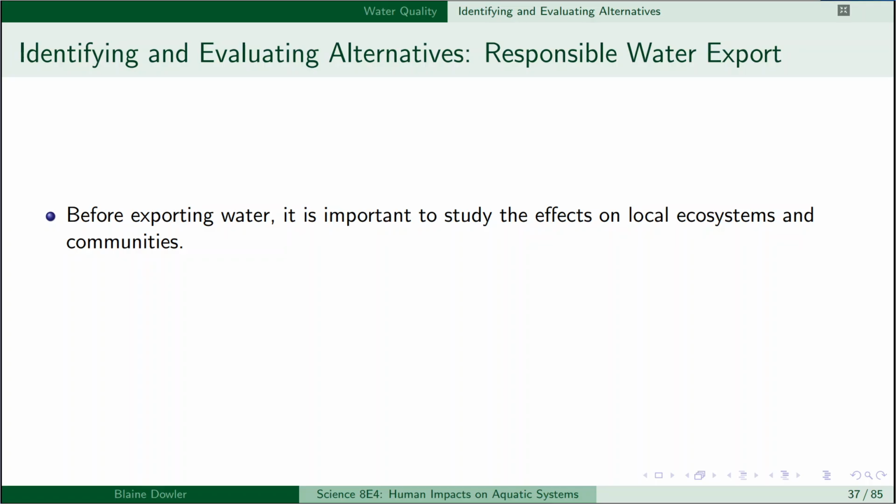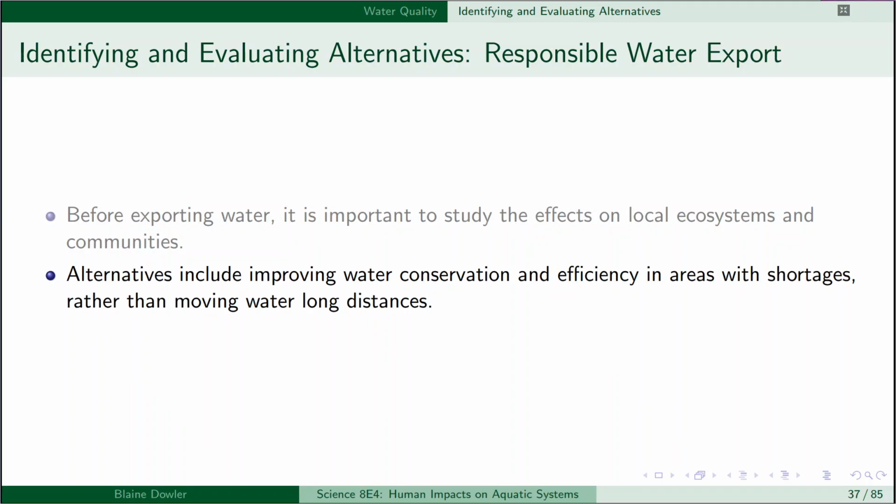Responsible water export. Before exporting water, it is important to study the effects on local ecosystems and communities. Alternatives include improving water conservation and efficiency in areas with shortages, rather than moving water long distances.